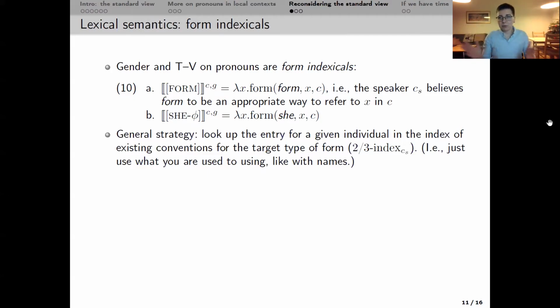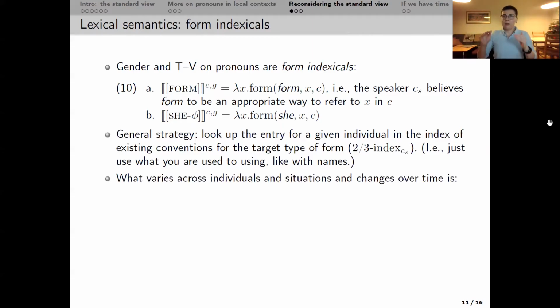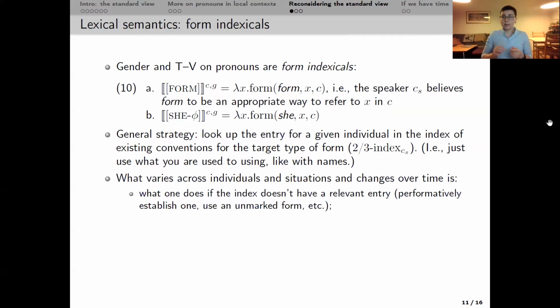Now, how do we decide which forms are appropriate and which aren't? Well, as your first recourse, you're just going to look it up in an index, the index of second-person pronouns and third-person pronouns for the various individuals that you know. The intuition here is that when you're talking about someone you know, you're not going to be sitting there desperately trying to remember something about their gender or something about your relationship. Instead, you're just going to use whatever you're used to using. Now, what is going to vary across individuals and situations and what is going to change over time is first what you do when your index doesn't have a relevant entry.